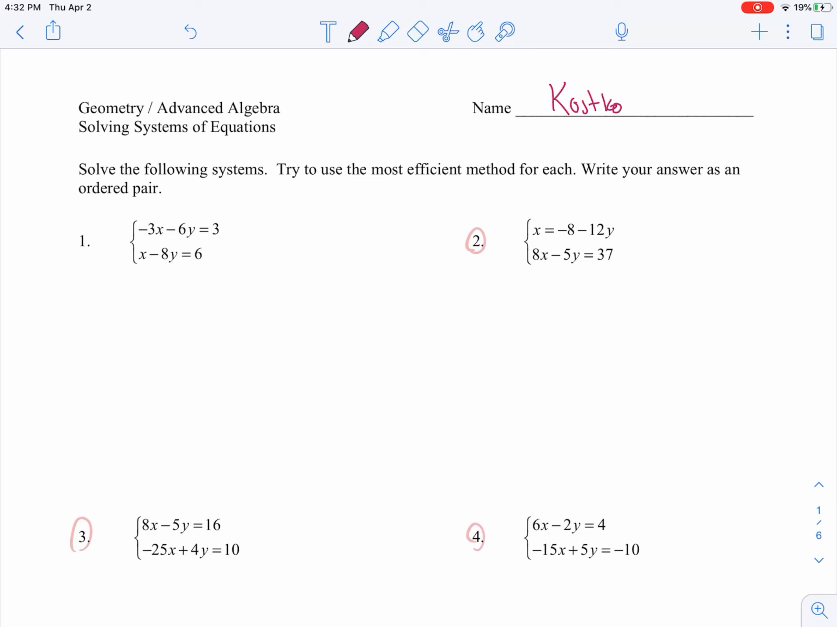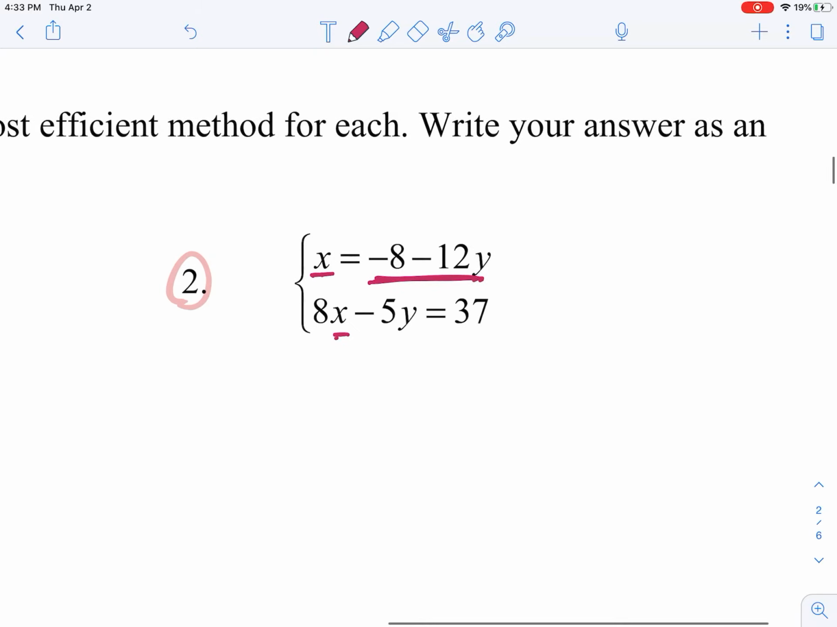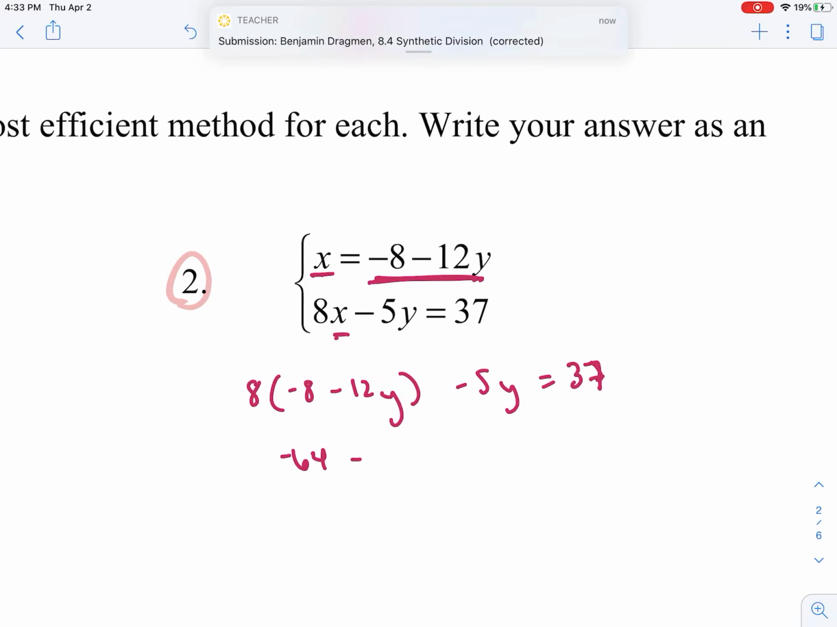All right, number 2. I've got this system right here, and I notice that one of the variables is already isolated. X is already isolated. So I'm going to take this and plug it in for x. I can do it any way I want to, but I think the easiest way on this one is to take all of this and plug it in for x. And when I do that, I'm going to get 1 equation with 1 variable. So here's my 1 equation with 1 variable. I can solve 1 equation with 1 variable all day long.